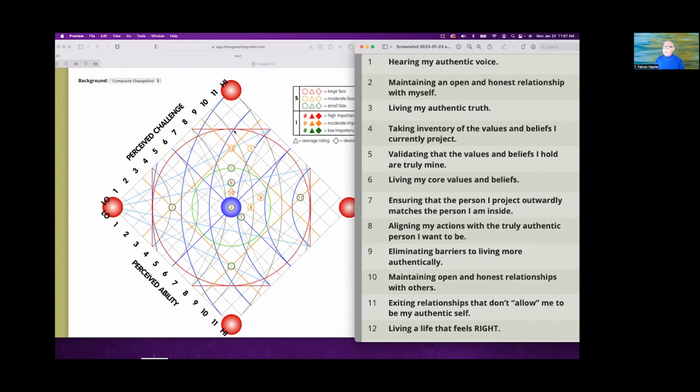She perceives the challenge of doing it as being a 10. All right, that's 2.5 times her ability. And that's why you see her plotting here at the intersection of ability for 4 and challenge for 10. Now, I did ask 2 other questions. How big of a task do you think it is?